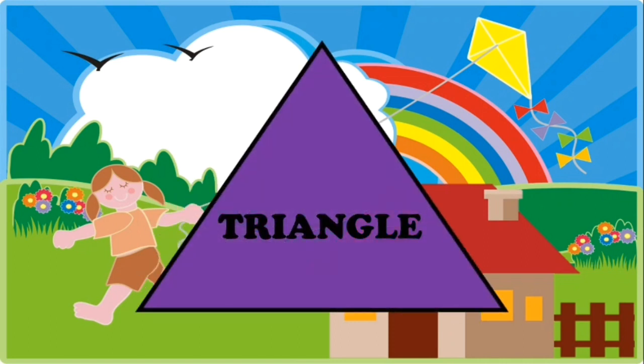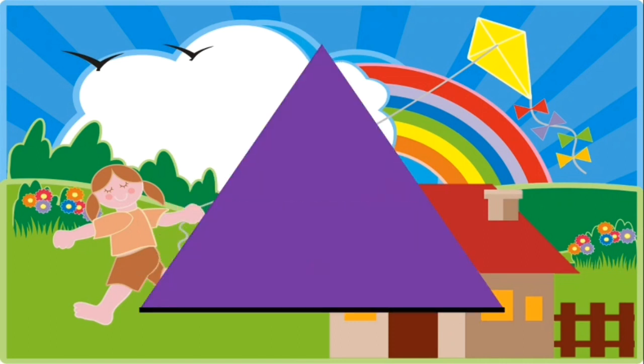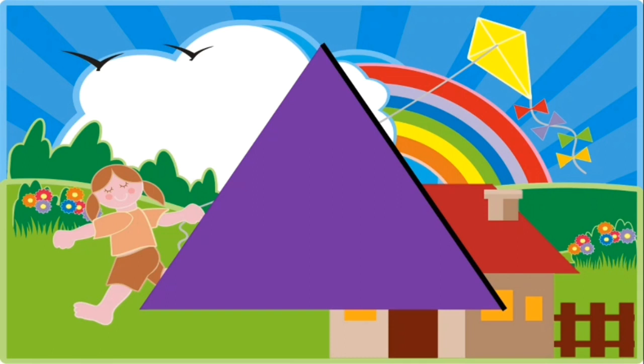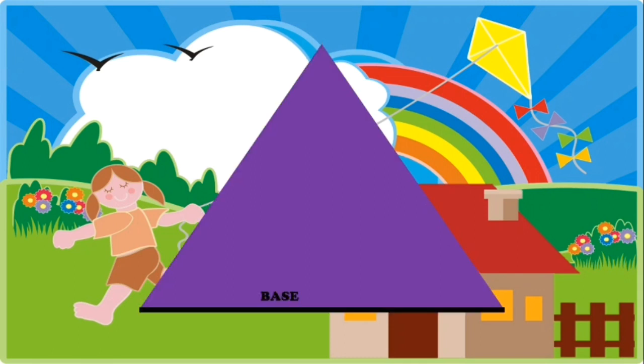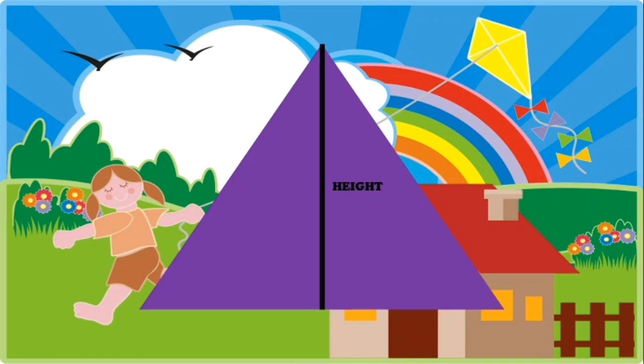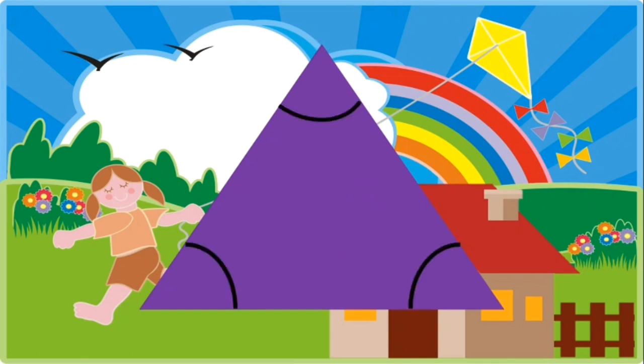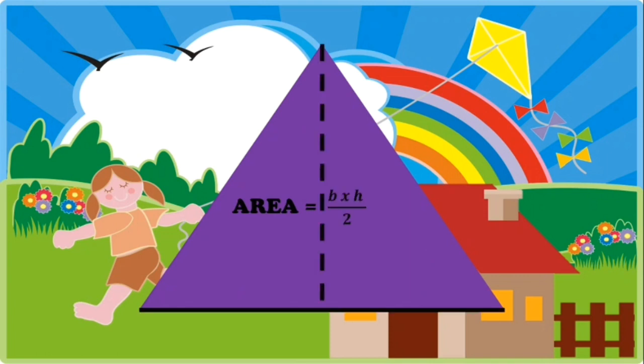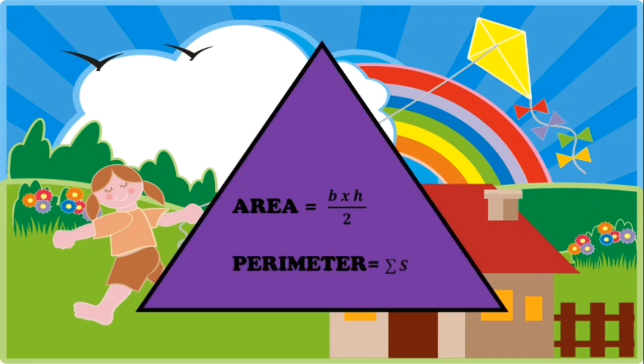First, we're going to explain the triangle. This shape is called a triangle. It has 3 sides, 1, 2, and 3. This one is called the base of the triangle, and this one is called the head of the triangle. The triangle has 3 vertices, A, B, and C, and also has 3 edges, and its angles always add up to 180 degrees. The area of a triangle equals base times height divided by 2, and the perimeter equals the sum of the side lengths of the triangle.